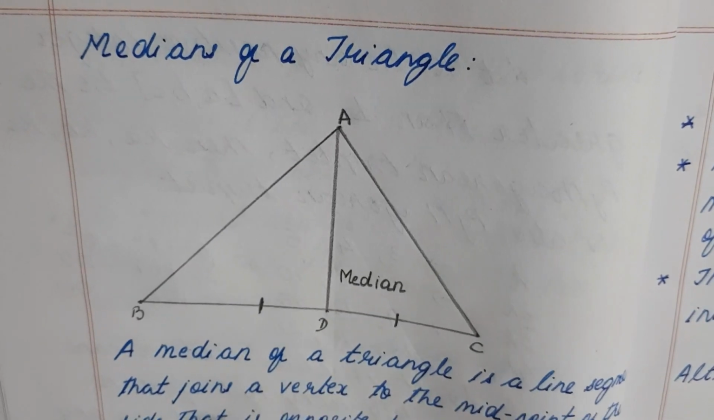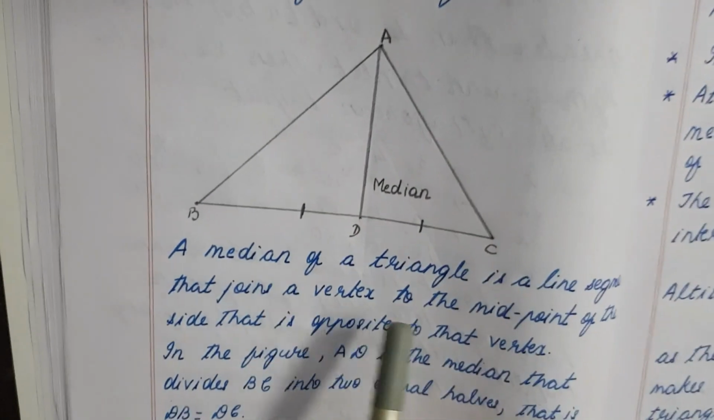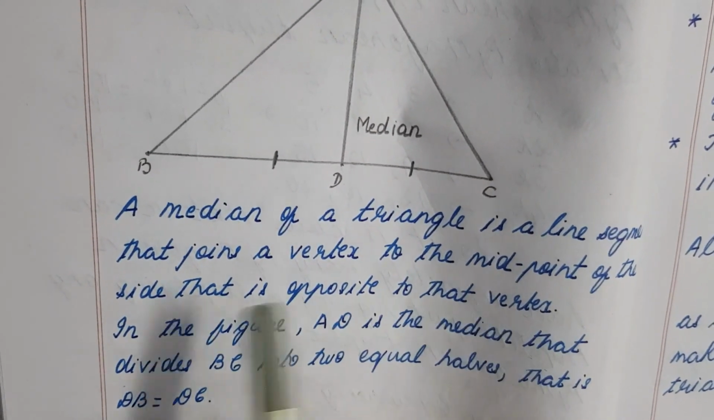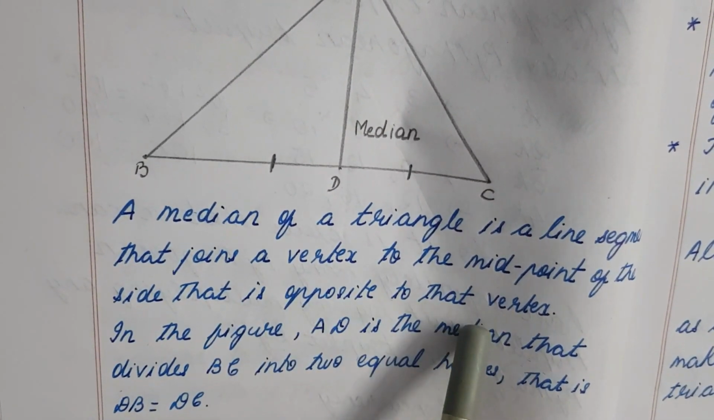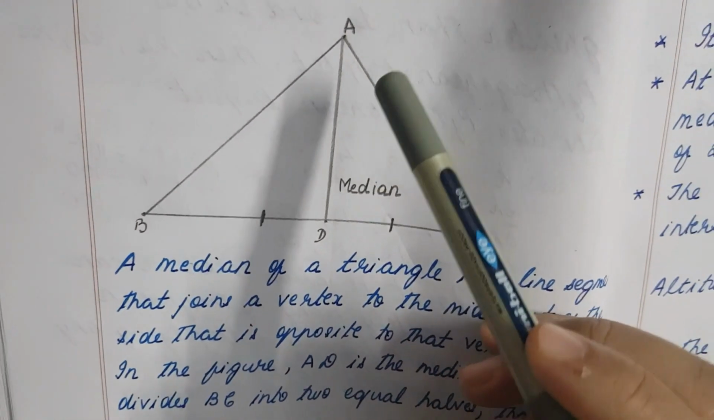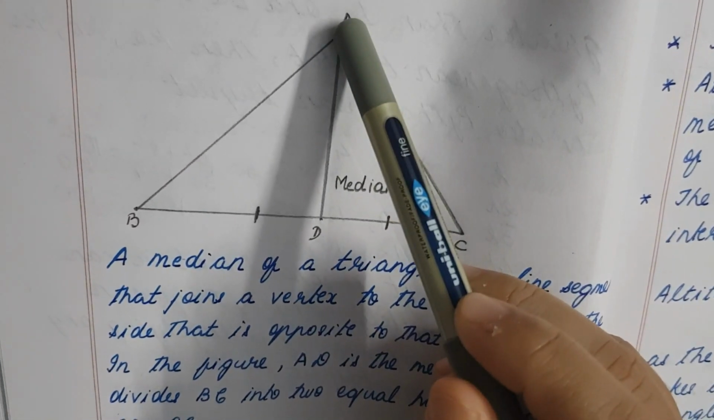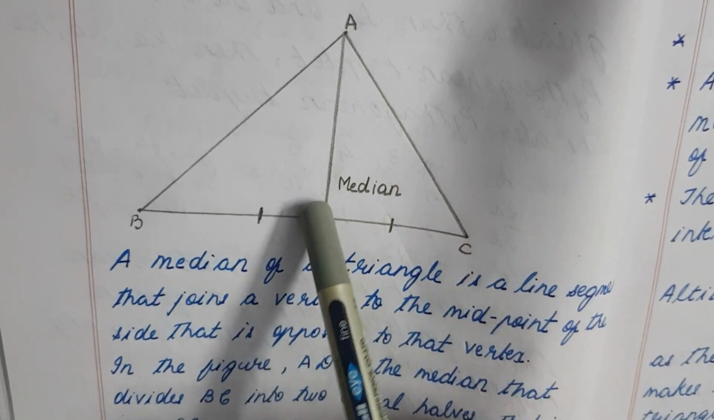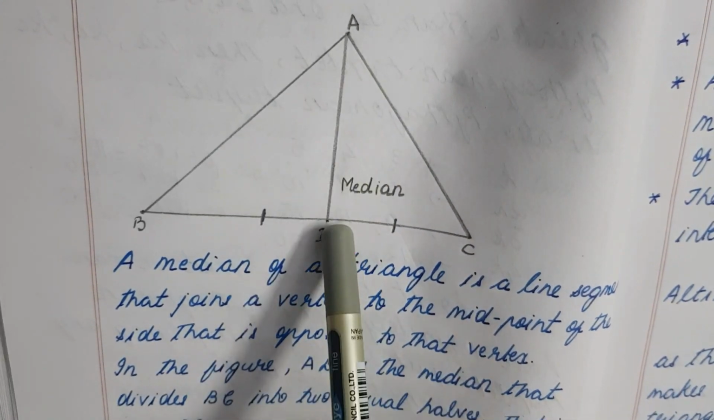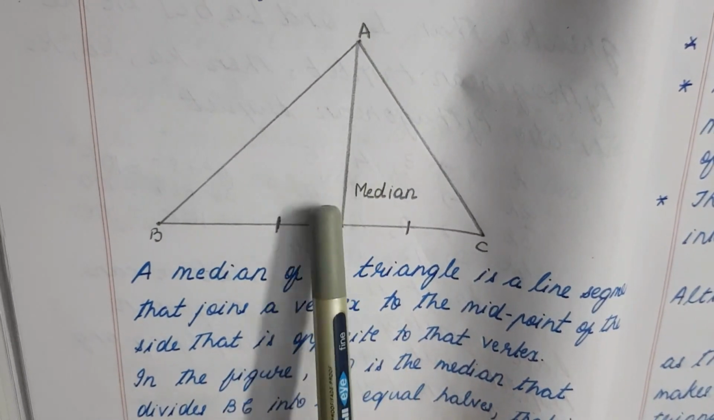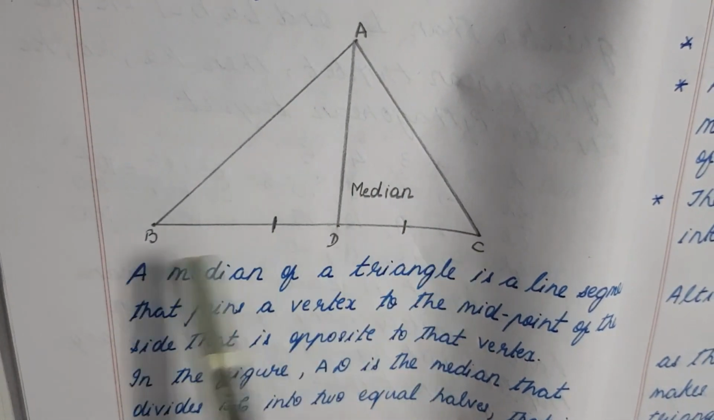Medians of a triangle. A median of a triangle is a line segment that joins a vertex to the midpoint of the side that is opposite to the vertex. So now look, in this figure AD is the median. Okay, so this is the vertex, and it meets exactly at a midpoint, right? That it joins a midpoint. So this is called the median. And in the median, you can see it divides BD and DC equally.